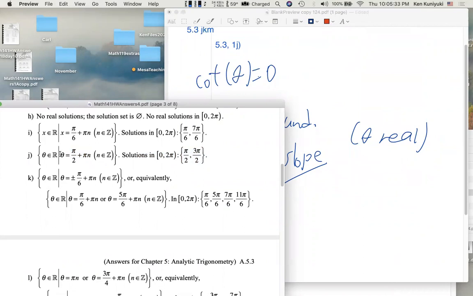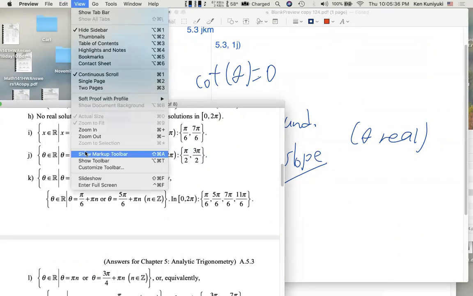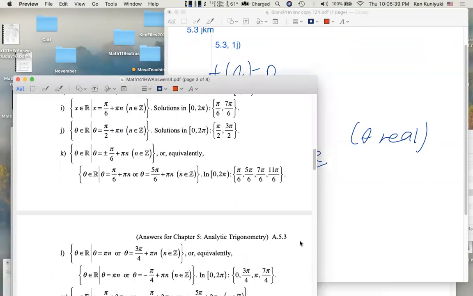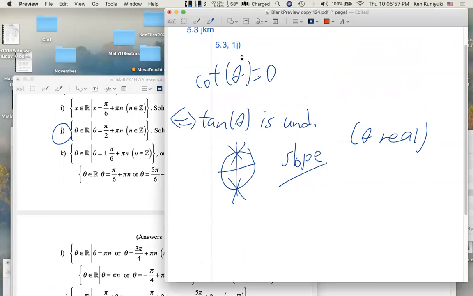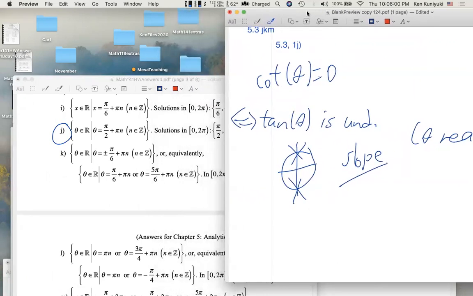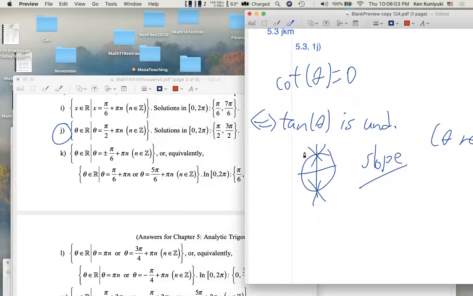The set of all theta in the reals such that theta equals what? Pi over 2 plus pi n, doing half revolutions. And if you just go around one time, you pick up pi over 2 and 3 pi over 2. Any questions? The student seems to be satisfied with this at this time. Remember, some students private chat me. And there are two more, K and M.